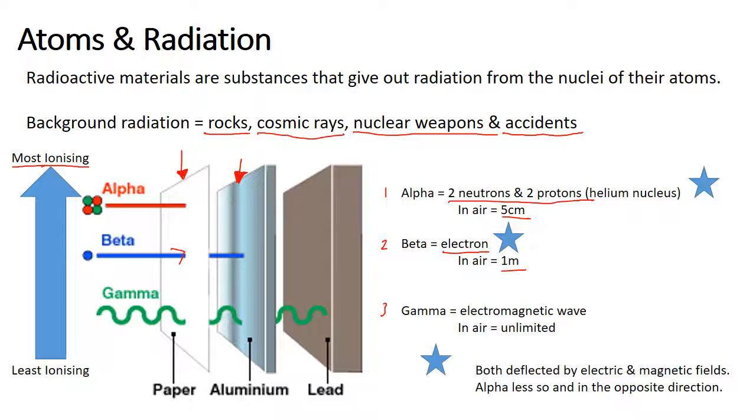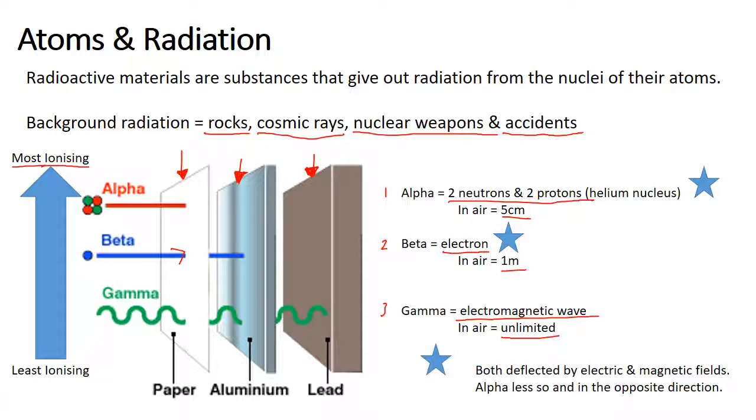Now finally we come on to gamma radiation. Gamma radiation is made up of an electromagnetic wave. Now because it's a wave, it can move through air an unlimited amount of distance. It just can carry on going. The only thing that seems to stop it is lead. So if you ever look at radioactive sources in school, they've probably been brought out to you in a lead-lined box. And this is because lead stops everything, even gamma radiation, from passing through it.